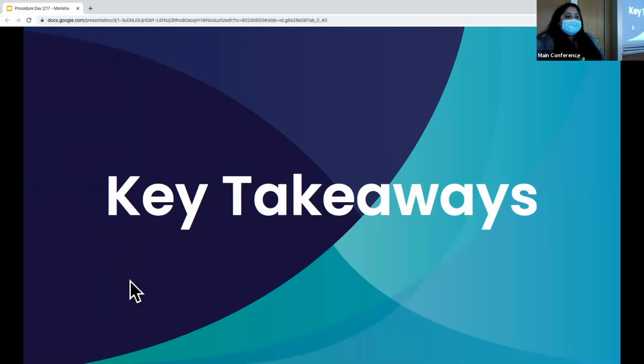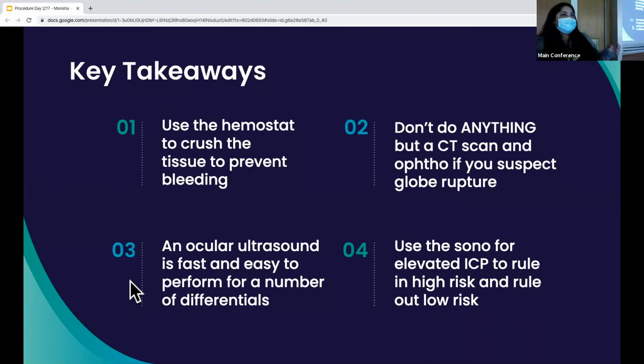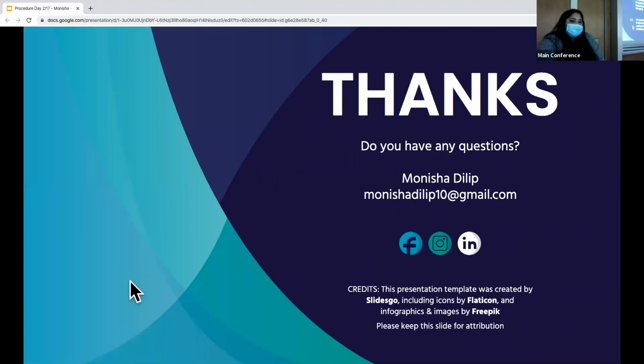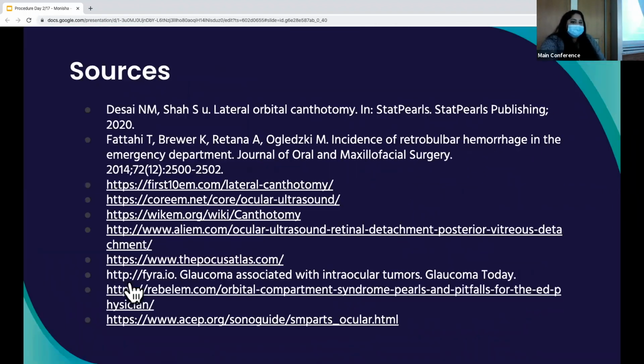So things to keep in mind for all of these procedures. For the lateral canthotomy, inferior cantholysis, use the hemostat to crush the tissue to prevent bleeding. Don't do anything but a CT scan and call ophtho if you suspect globe rupture, unless you have very, very light touch or really good sonography. An ocular ultrasound is a fast, easy way to evaluate a number of differentials for all of your patients with unilateral painless flashes, floaters. And you can use the sono for elevated ICP to rule in high risk and rule out low risk. And that's all. Thank you guys.